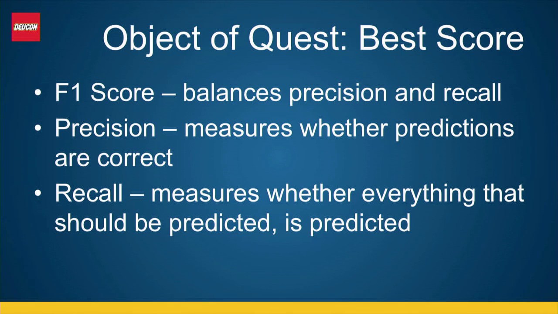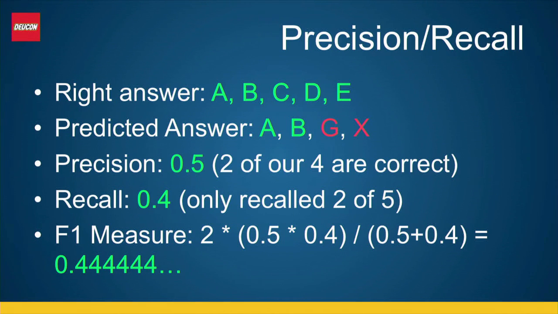So F1 score. F1 score balances precision and recall. Precision measures whether your predictions are correct, and recall measures whether everything that should be predicted is predicted. So here's an example of precision and recall. Let's say that our right answer for the tags are A, B, C, D, and E, but our algorithm predicts A, B, G, and X. So we got 2 right, 2 wrong, but we only predicted 2 of the 5. So our precision in this case, 2 out of our 4 are correct, so our precision is 0.5. Our recall is 0.4. We only recalled 2 out of 5.